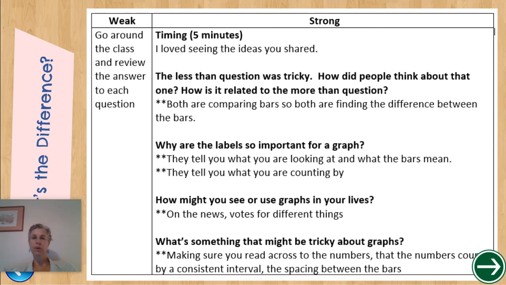In bold are the teacher questions, and with the stars are possible expected responses. So you can see the teacher is planning out that the less than question was tricky. How did you think about it? How is it related to the more than question? So really getting at why are labels important.